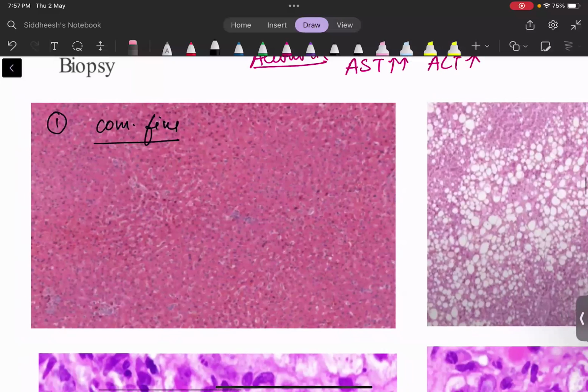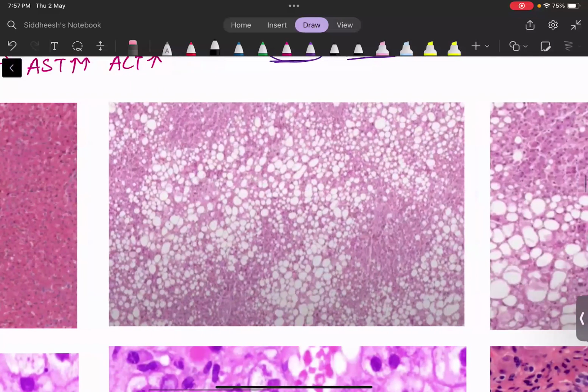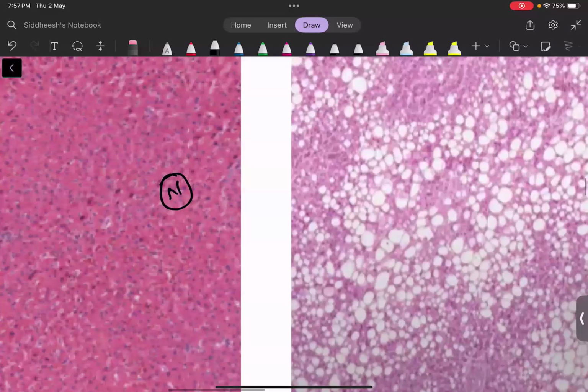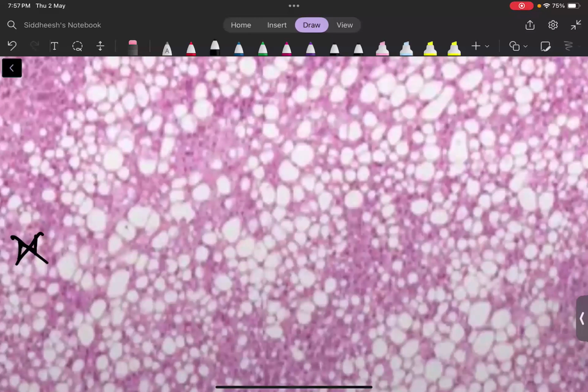Okay. Now we have the next image. For the reference, try to compare these two images for now. This is completely normal. This is not normal. So what is not normal? In this part, try to notice the small circles. Can you all appreciate these circles? Yes or no? Can you all appreciate the small white circles? Perfectly fine. These white circles, yes or no?